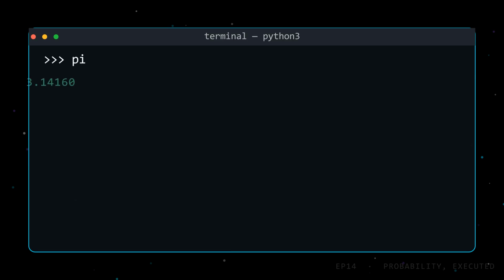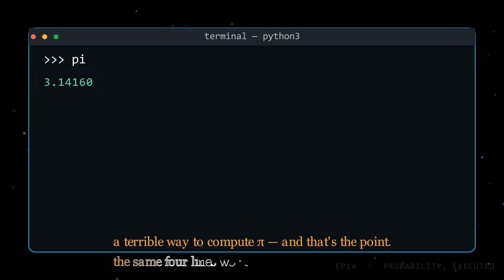Run it with 100,000 darts, and we get 3.1416. Correct to 4 decimal places. Now, this is a genuinely terrible way to compute pi, and I want to be clear about that because there are algorithms that give you millions of digits. The point isn't the answer. The point is that the same 4 lines work on problems that have no formula at all, and pi is simply a case where we can check the answer.